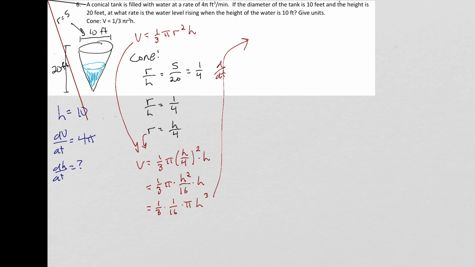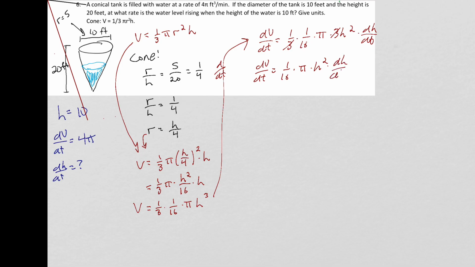I get, when I d over dt it, remember I've got v on this left side. I've got the derivative of volume with respect to time is equal to 1/3 times 1 over 16 times pi, all of those are coefficients, so they come along, times 3h squared. That's power rule times dh over dt. From there, this cancels with that, and I get dv over dt equals 1 over 16 times pi times h squared times dh over dt.